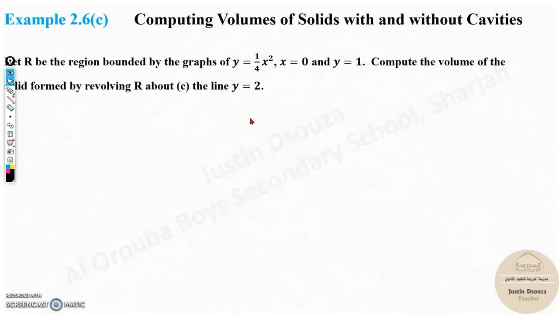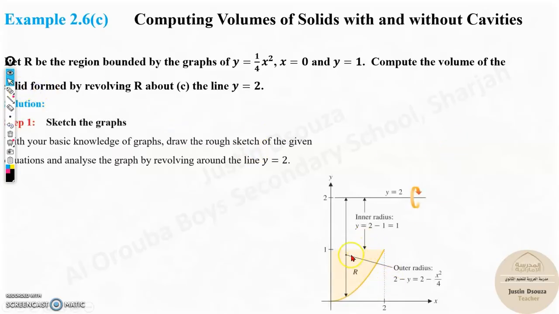Now this is something interesting. Along y is equal to 2, the line is y equals 2. How do we do this? It's very simple. If you have understood the previous two problems, this is simple. If you have not, please pause the video, go back and then come to this problem. So the solution, as we know, is by sketching the graph. Now the graph is the same thing.